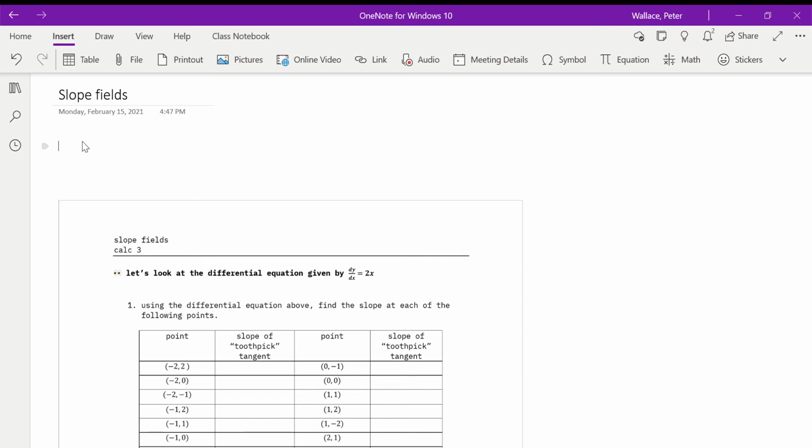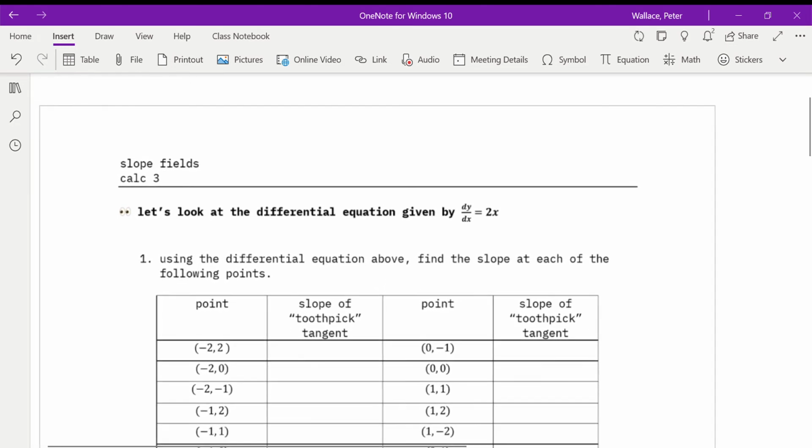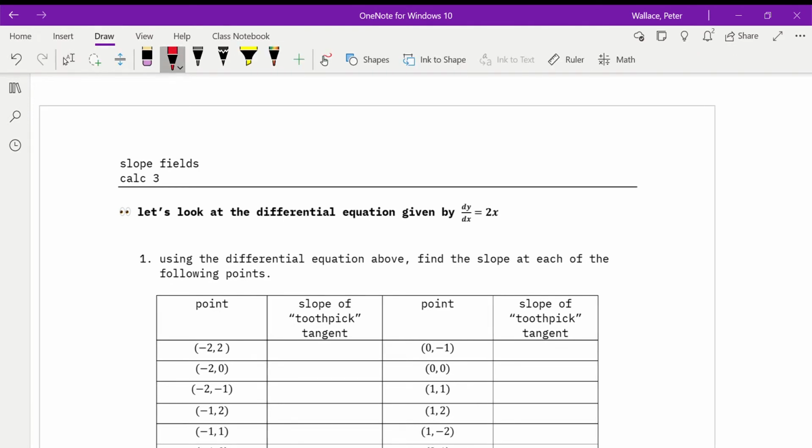All right, calc folks, we've got some notes on slope fields. This is sort of a follow-up to differential equations and solving them, which we've been doing in class. And slope fields are just a way to visualize the family of functions that differential equations provide us.